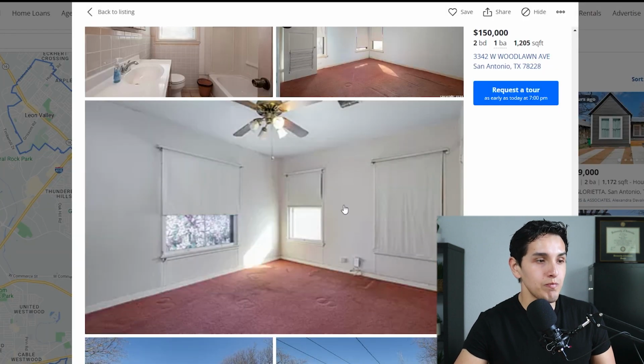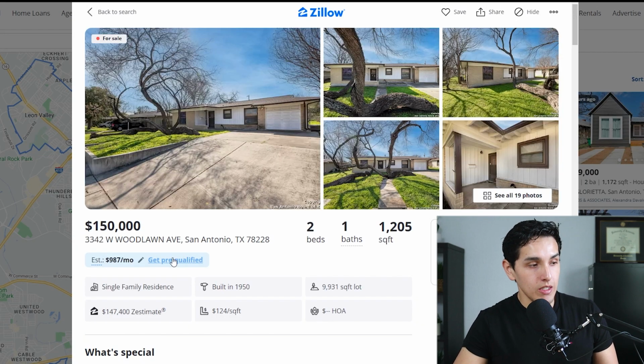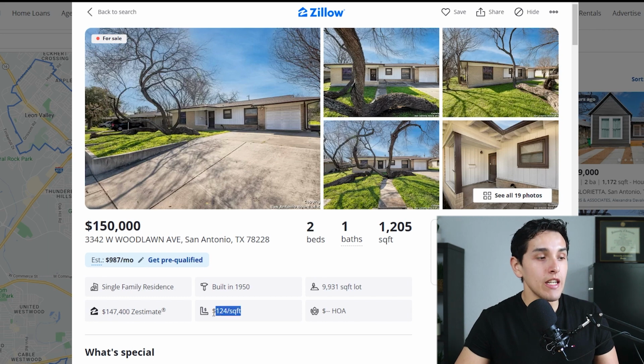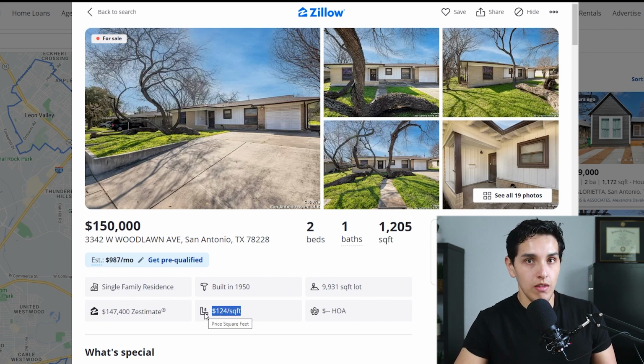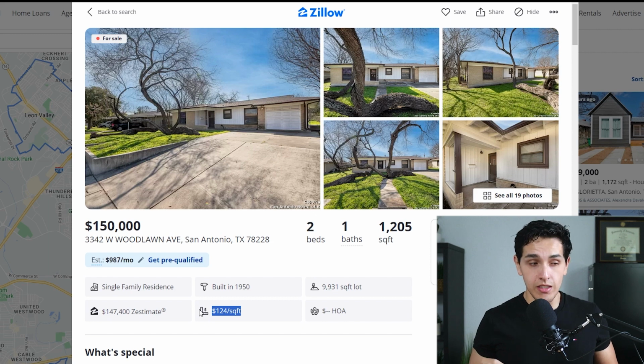Here's another example. When you look at a property, one of the first things that you need to do is take a look at the dollar per square foot. This is one of the best ways to get a gauge for how valuable the home is. One thing that a lot of people need to start learning how to do when it comes to investing in real estate is get that dollar per square foot value of the home, and then compare it with the quality of the home. Just doing that alone is going to take you far ahead of the other competitors.